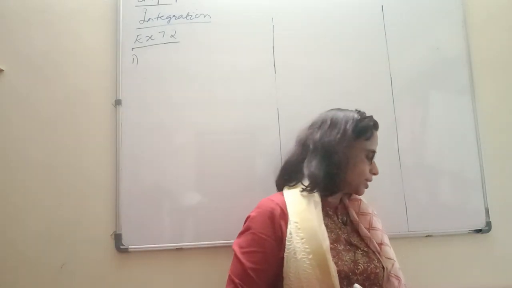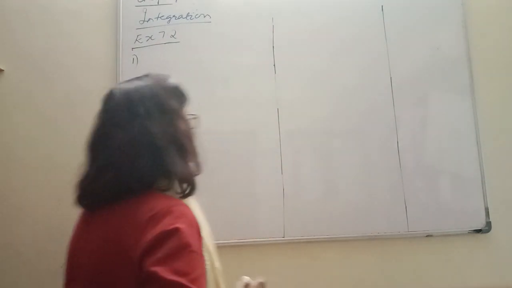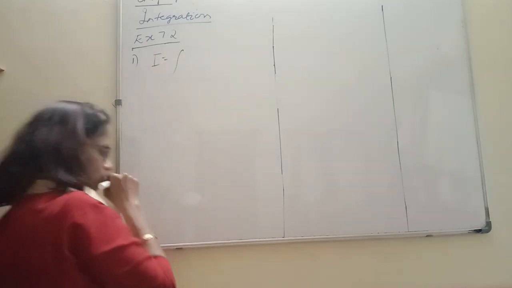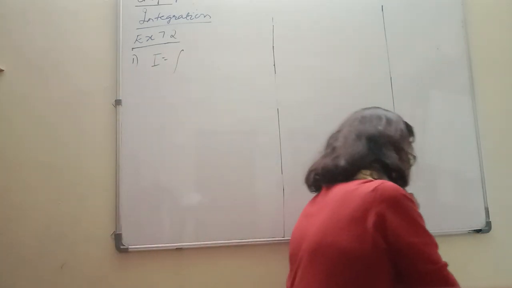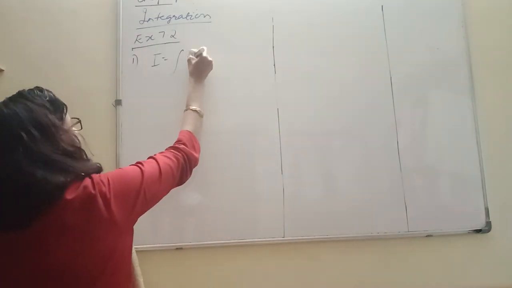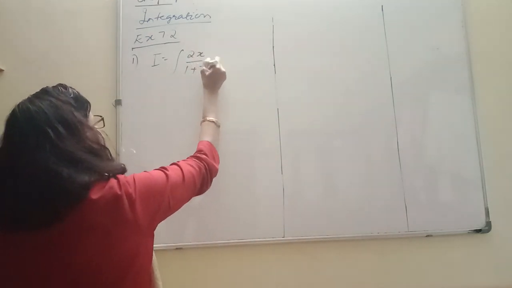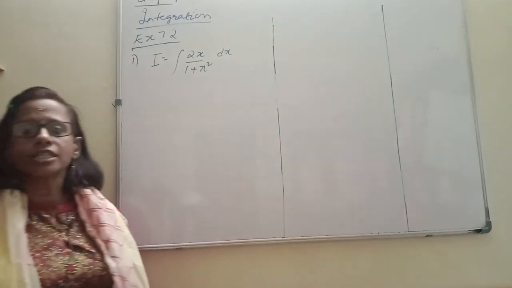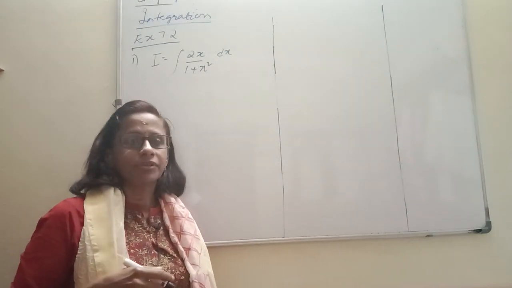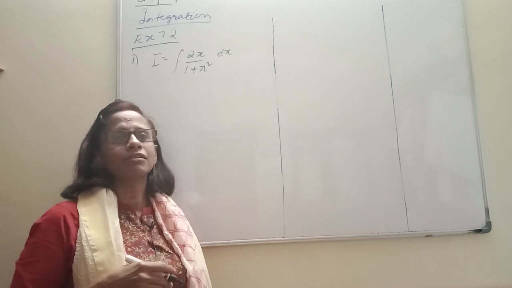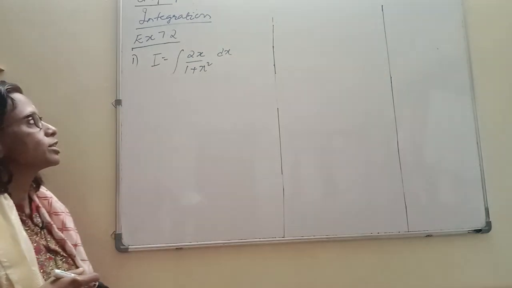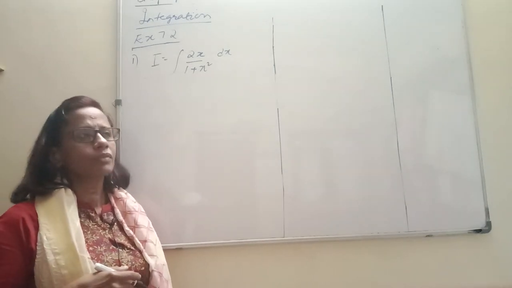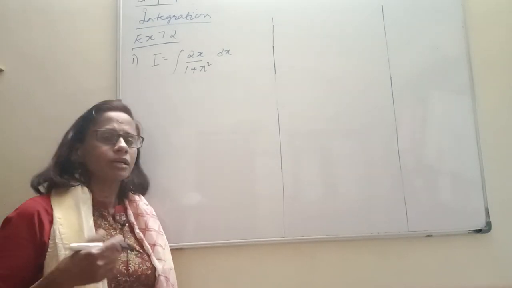Let's start right away. Exercise 7.2, the first question. It says that you have to integrate 2x over 1 plus x squared dx. As I told you, this is the method of substitution where you will be substituting a certain thing so as to get the derivative. Now here in the integral, because it is 2x over 1 plus x squared, we haven't learned anything of this kind.